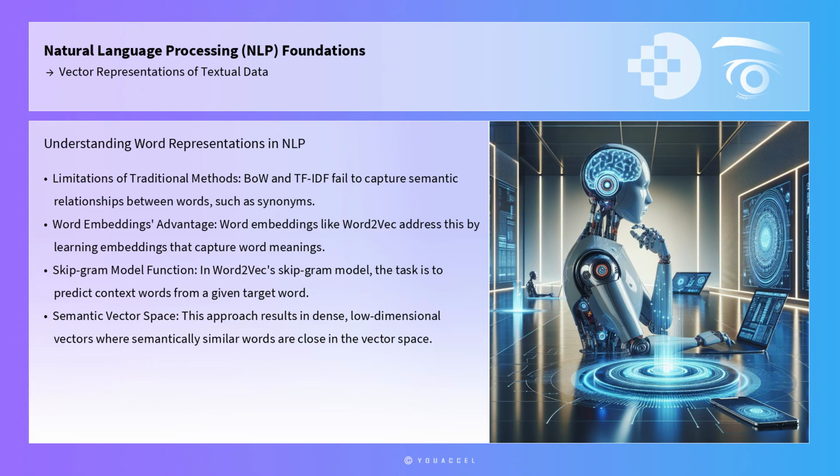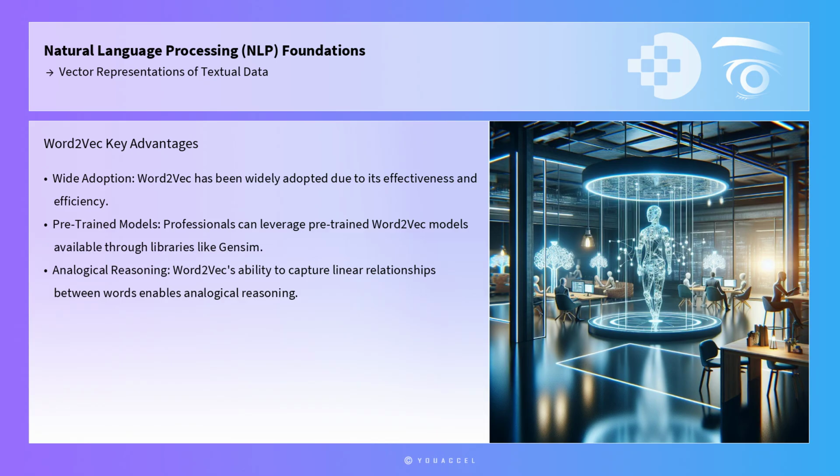Word embeddings, such as word2vec, address this by training a neural network to predict context words surrounding a target word, thereby learning embeddings that capture word meanings. For instance, in word2vec's skipgram model, the task is to predict context words from a given target word. This approach results in dense, low-dimensional vectors, where semantically similar words are close in the vector space. Word2vec has been widely adopted due to its effectiveness and efficiency.